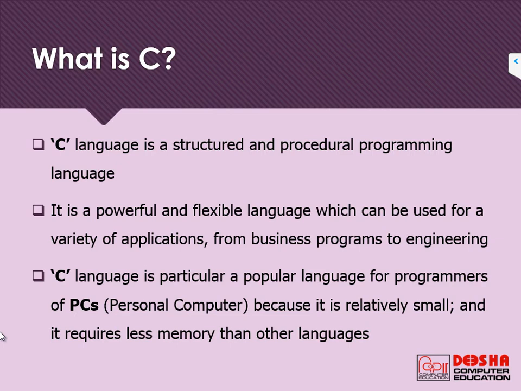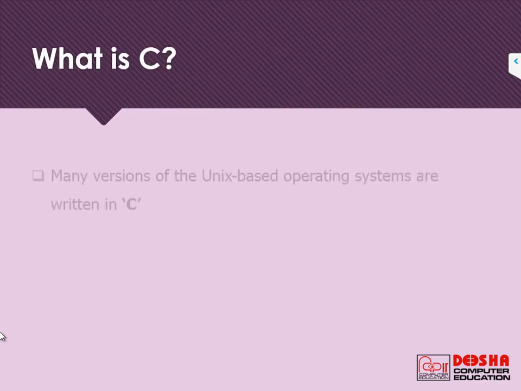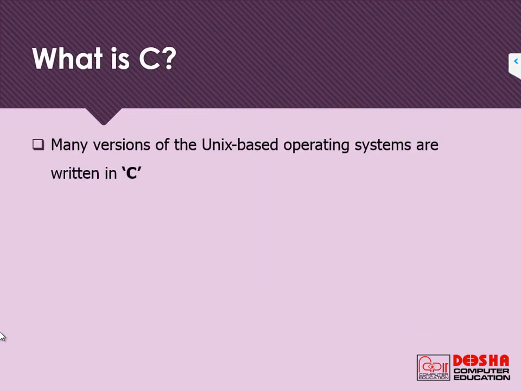The C language is a popular language for programmers of PCs basically, because it is relatively small and requires less memory than other languages. So mostly for personal computers, we use the C language to develop different types of software. Many versions of the Unix based operating systems are written only in C language. And of course Windows and Linux, these operating systems are also developed primarily with the C language.